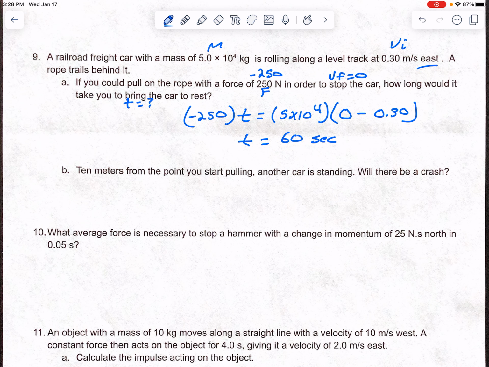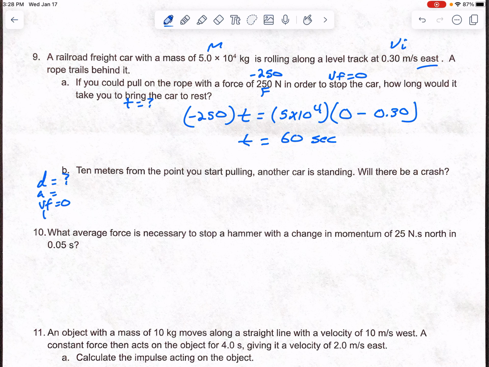10 meters from the point you start pulling, another car is standing. Will there be a crash? That means we don't know how far this train's actually going to go, so you're looking for distance. Now, this one, we're not going to try to throw this one at you during a quiz or test necessarily. We're just showing you how D equals V T can be brought back into the mix. So we're looking for distance.